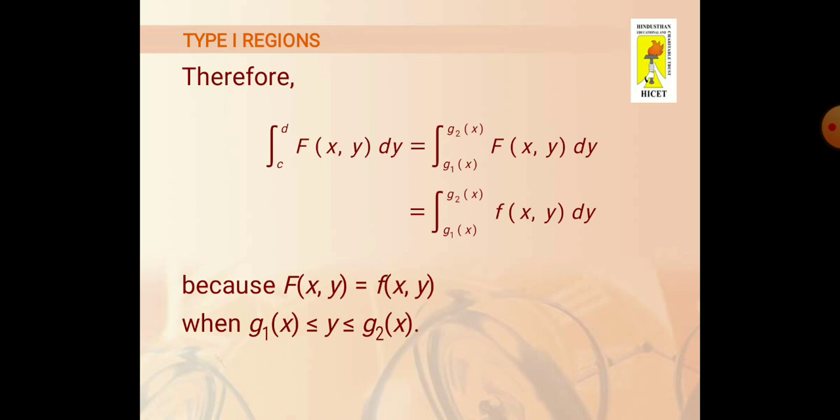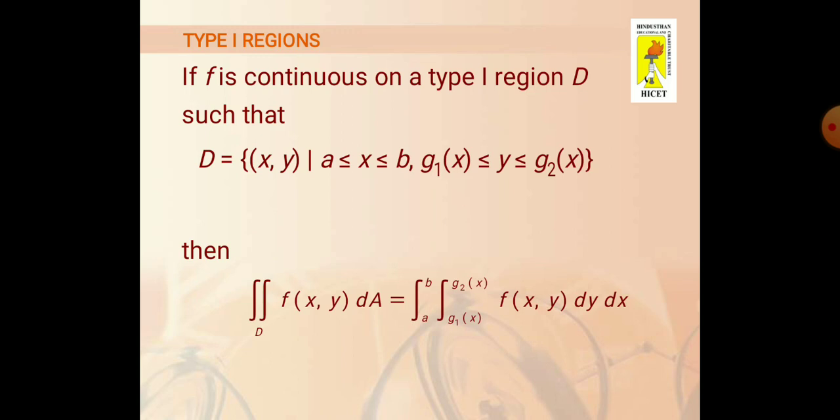Therefore, integral c to d of F of x comma y dy equals integral g1 of x to g2 of x of f of x comma y dy, because F of x comma y equals f of x comma y where y lies between g1 of x and g2 of x.